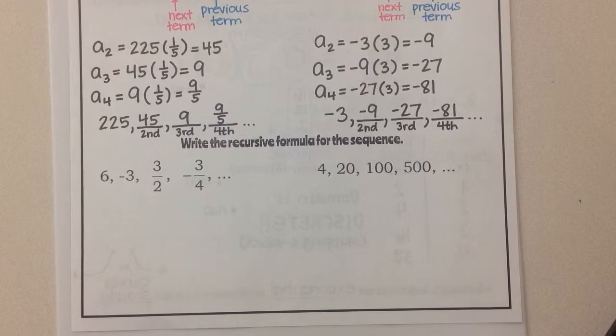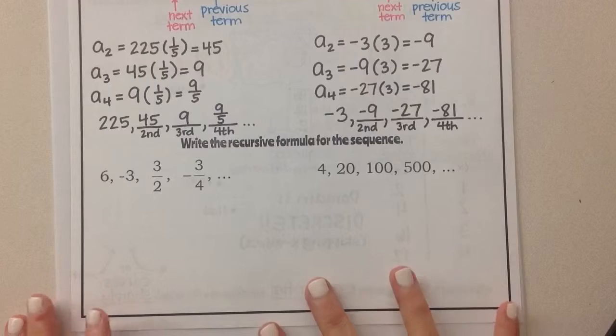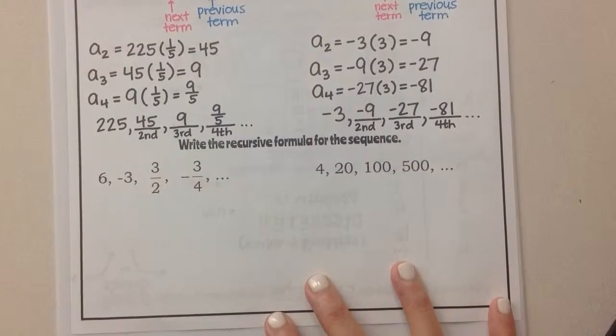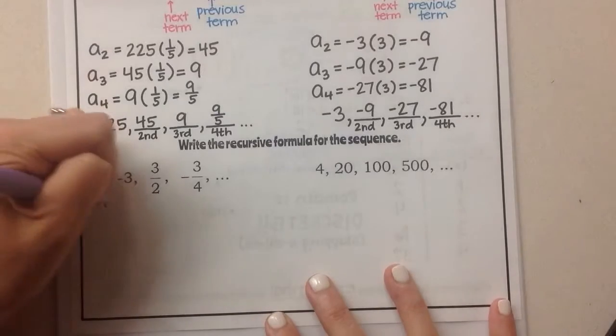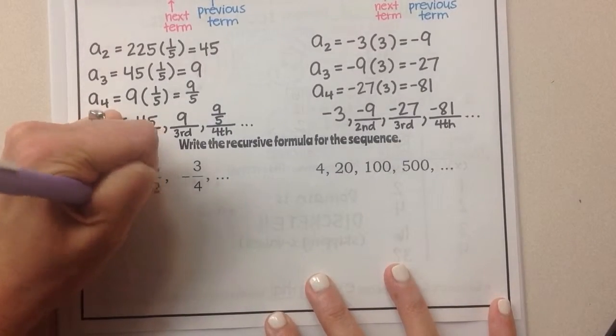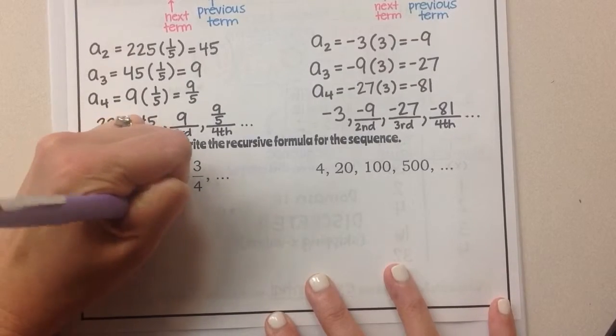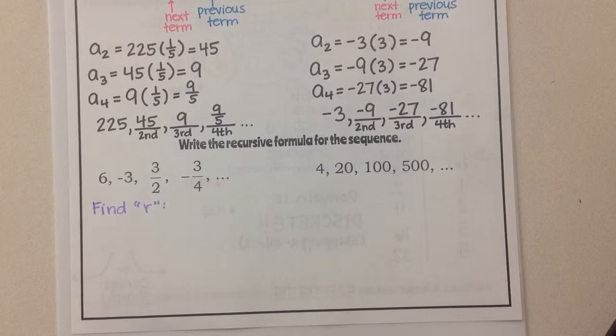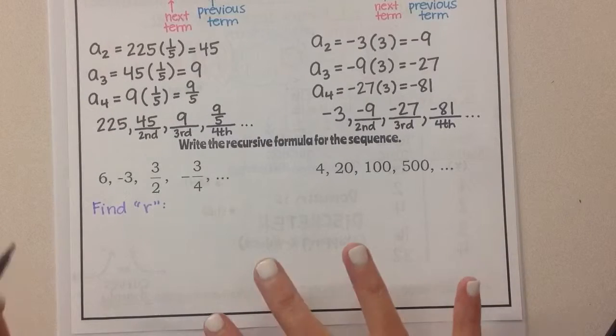Okay, so now we're going to write the formula for the sequence. So the first sequence we are given 6, -3, 3 halves, and -3 fourths. So the first thing we want to do is find the common ratio, if it exists. If we cannot find a common ratio, then we do not have a geometric sequence, and we need to check for arithmetic sequence. So here we go. We're going to try this out.